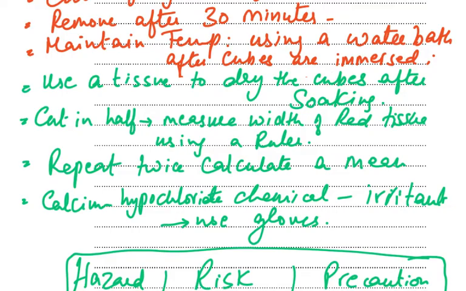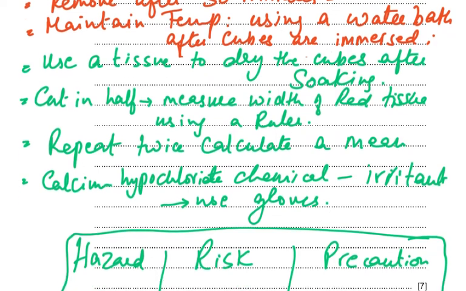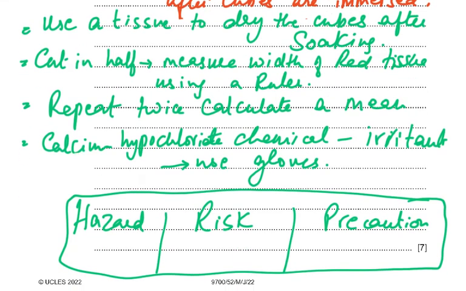And I always tell you this, I'm allergic to mangoes, and even if I touch the mangoes, I can get a rash on my hands. So I know it's a weird thing, but that does happen. So hazard, risk, and precaution. So here, of course, I've said the hazard is calcium hypochlorite, and the risk is it's an irritant, and the precaution is use gloves. So I'm not saying you have to give me all these points. There are 12 points, and you have to give me any 7 of them to get your 7 out of 7.